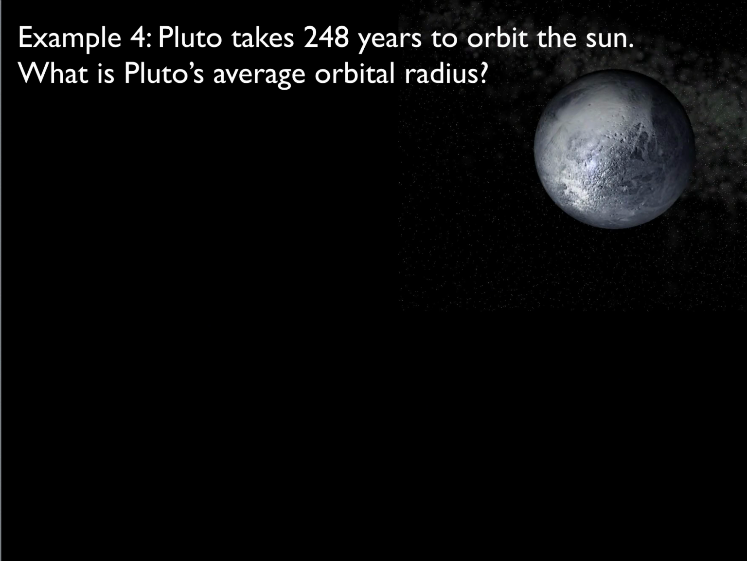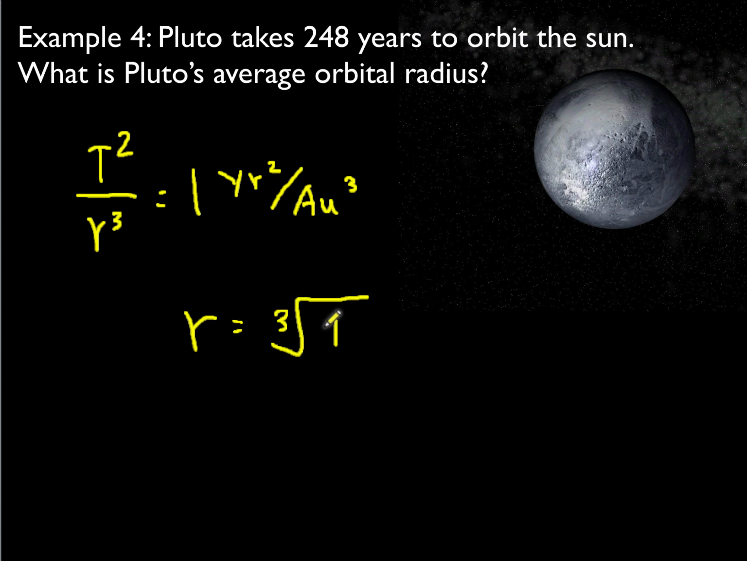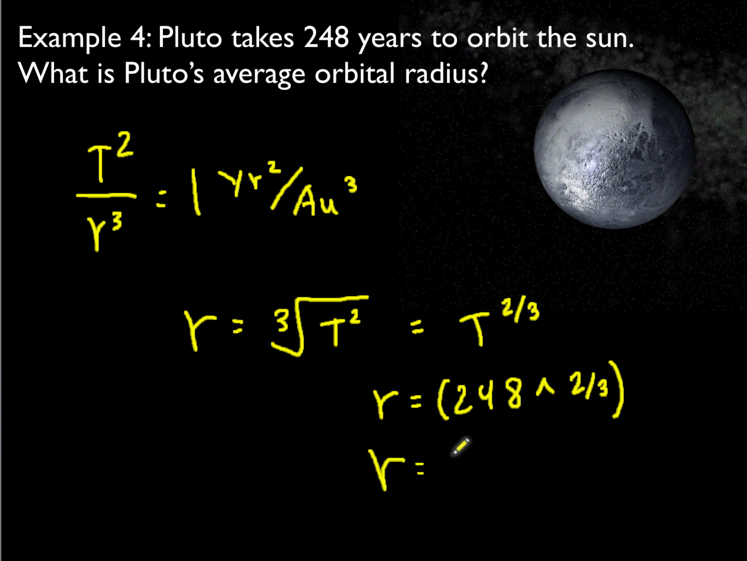Example 4. Pluto takes 248 years to orbit the Sun. Again, as long as we use years in astronomical units, we can use a Kepler's constant value of 1. Again, we can rearrange. In this case, we get r equals cube root t squared. An easier way to write this and put this in a calculator is t to the power of 2/3. R equals 248 to the power of 2 over 3, which gives us 39.5 astronomical units, or 39.5 times the distance from the Earth to the Sun.